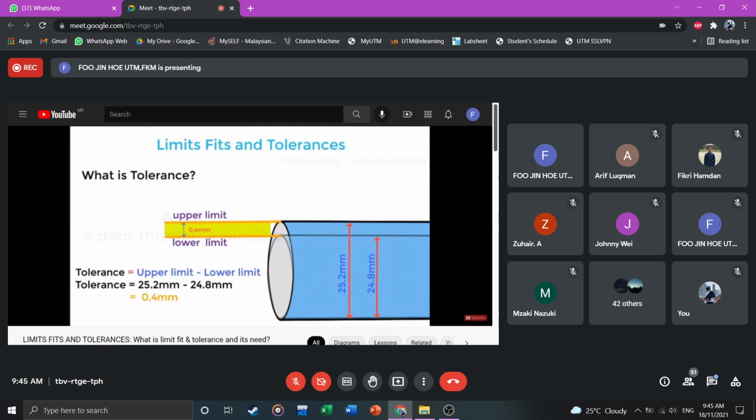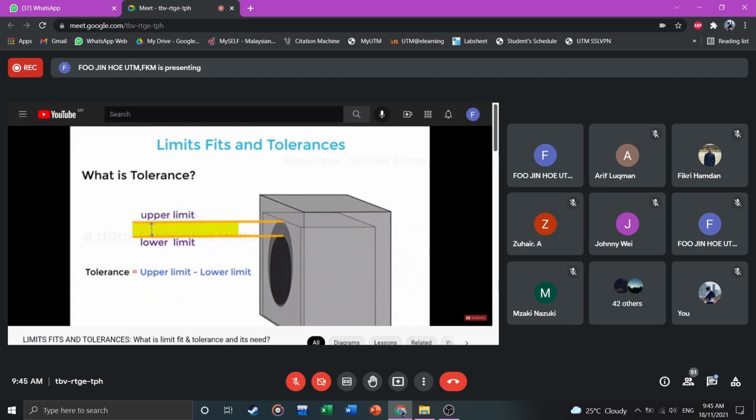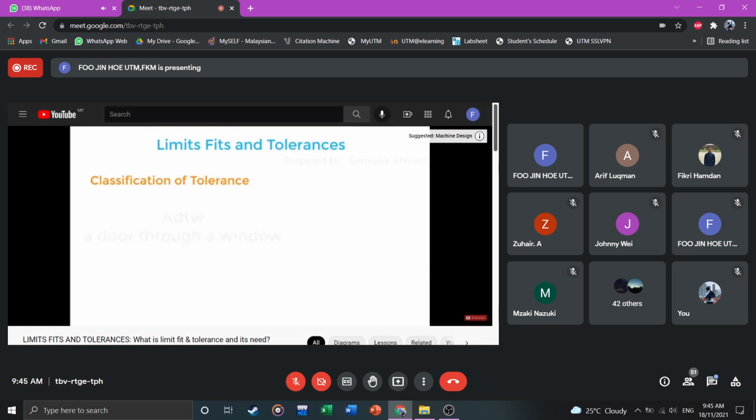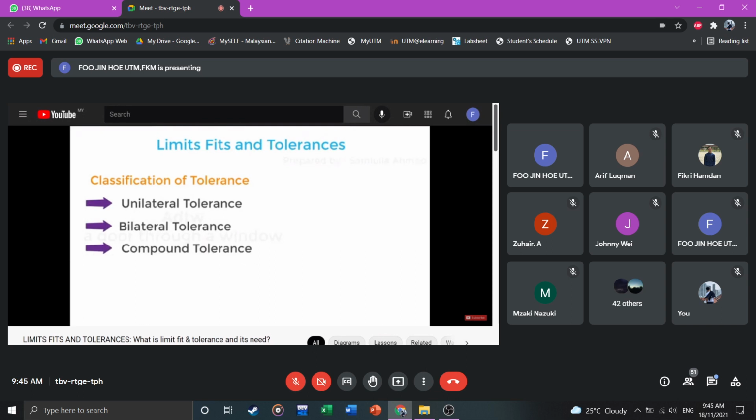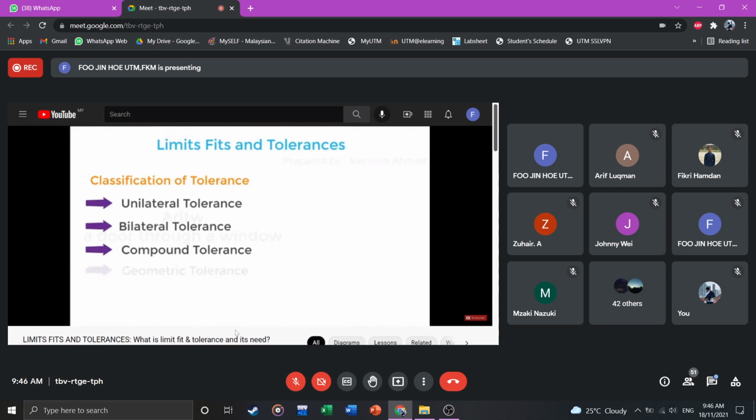0.4 millimeters is your tolerance for the shaft. Similarly, the tolerance for the hole is also given, which is the maximum permissible size of the hole, that is upper limit of the hole, minus minimum permissible size of the hole, that is lower limit of the hole. Tolerance is further classified into 1. Unilateral tolerance. 2. Bilateral tolerance. 3. Compound tolerance. And 4. Geometric tolerance. In this video we will discuss the above 3 types of tolerances.